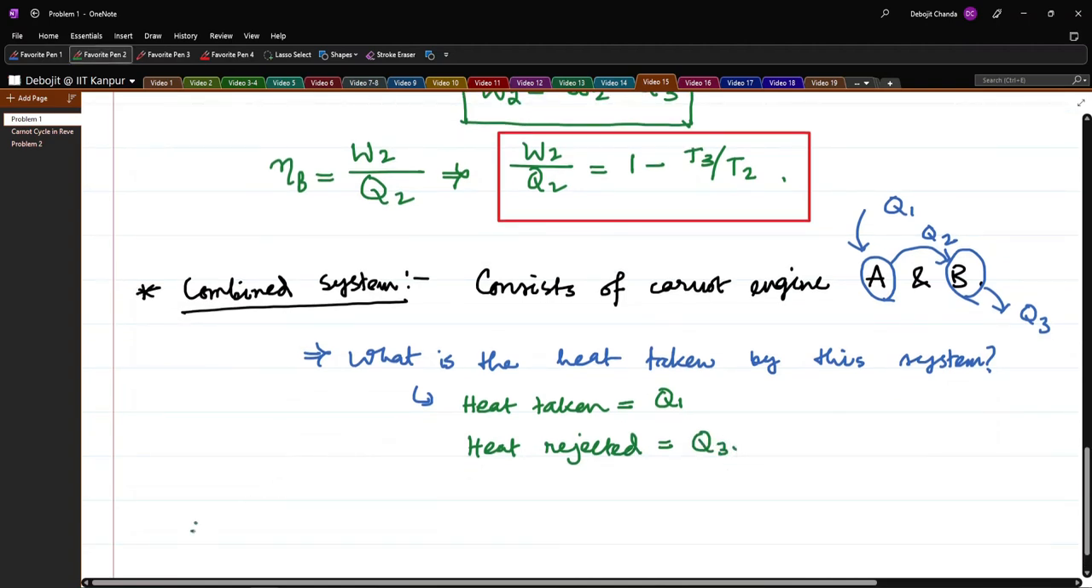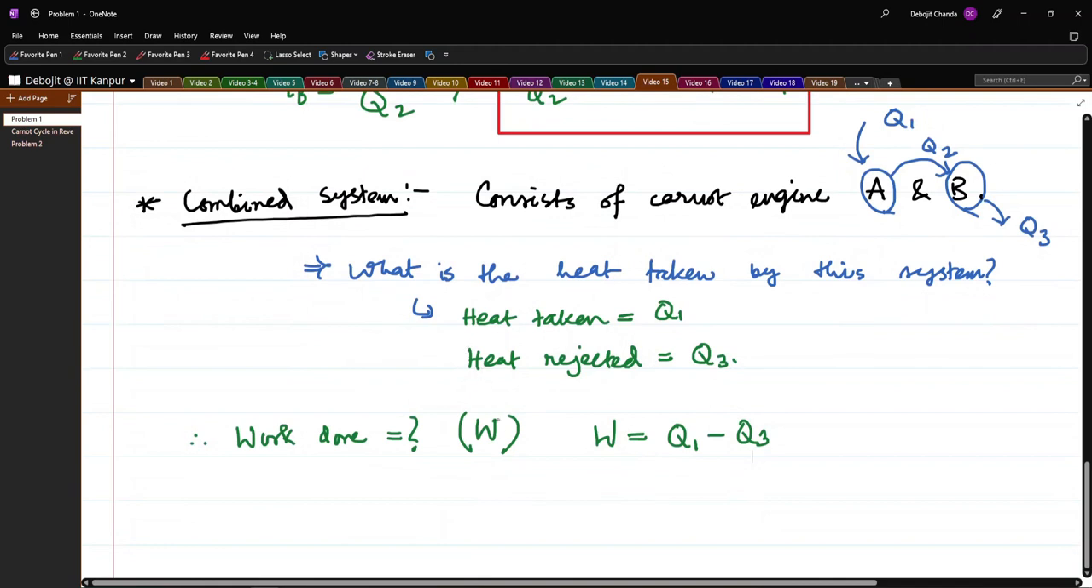Okay, so now what will be the work done? Let us denote it by capital W. So the work done will be nothing but Q1 minus Q3. So we can write it in a different form as Q1 minus Q2 plus Q2 minus Q3.